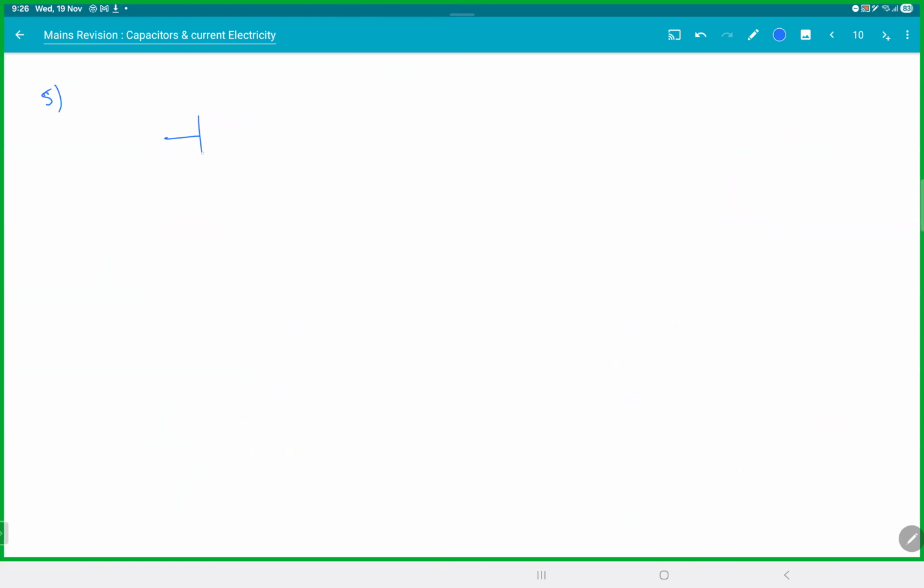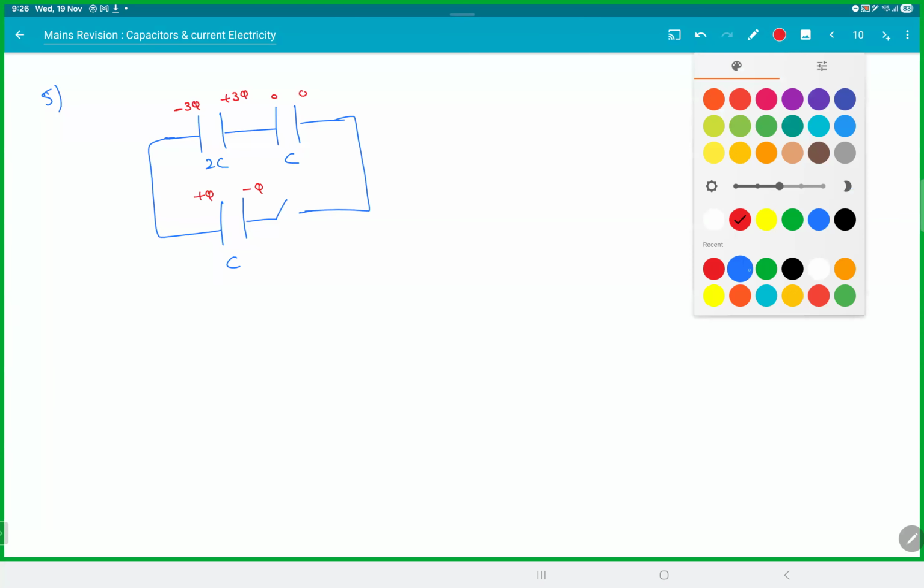These are some really important questions. The fifth one. Normally at mains level, generally they'll ask you two capacitors, but let's do it for three. Let's say this charge is plus Q, minus Q, and this charge is minus 3Q, and this charge is plus 3Q, and this is empty. Find the final charges when the switch is closed.